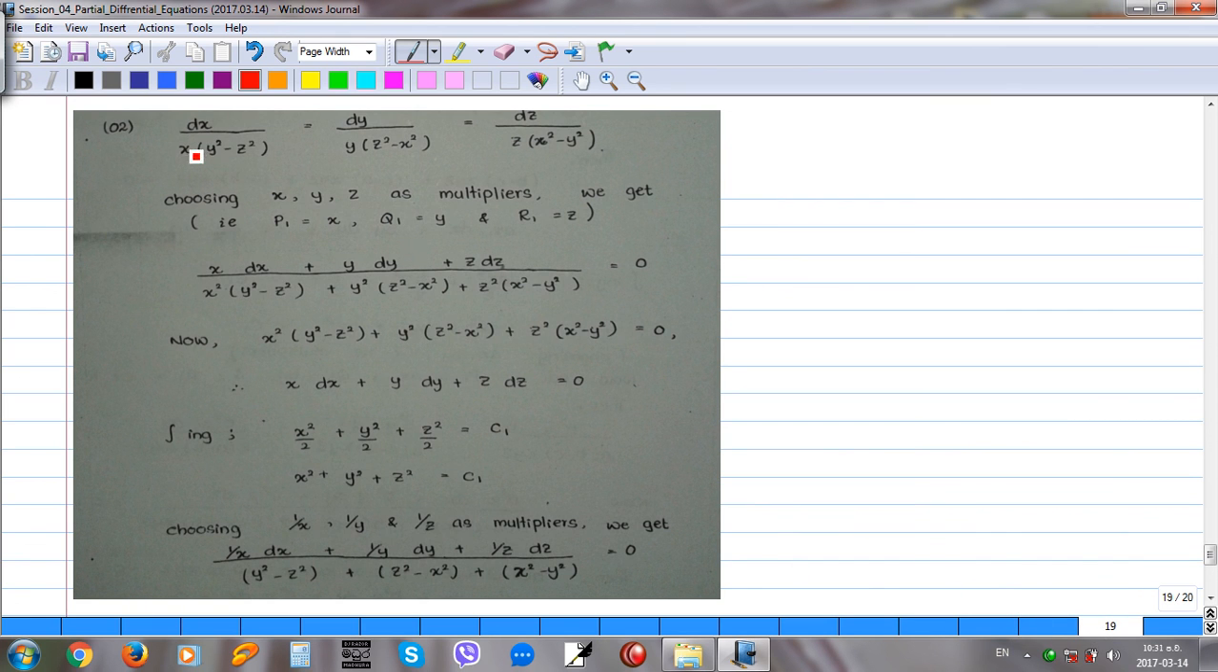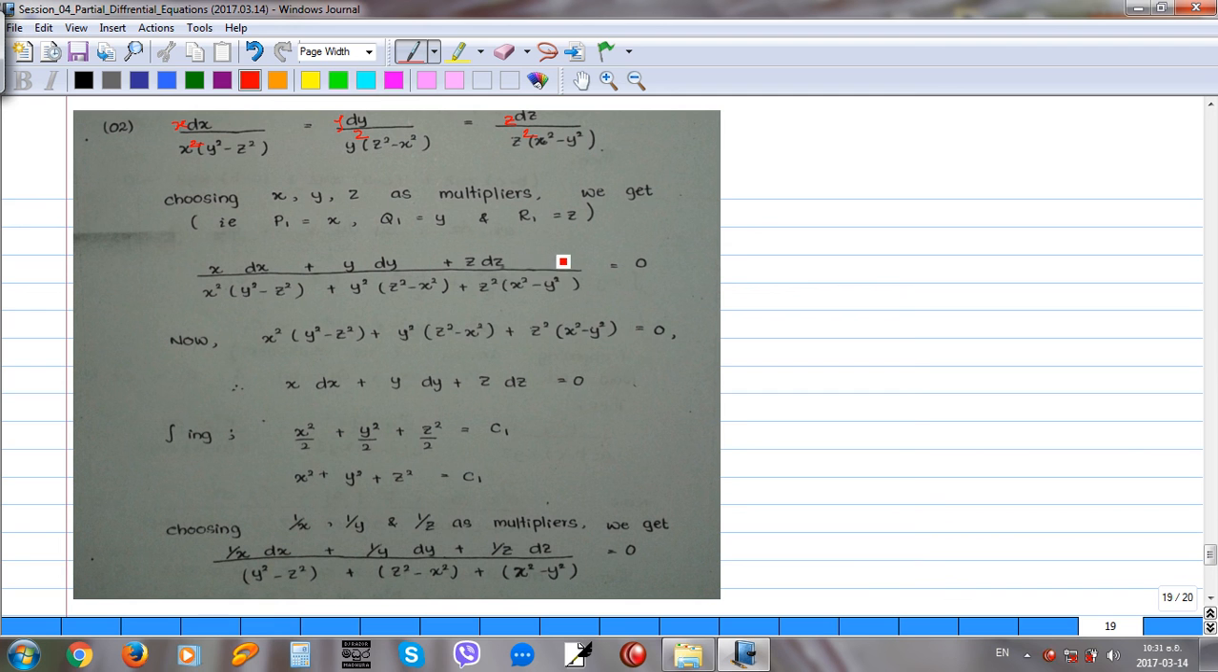same way, dx over x y square z square equals dy over y z square x square equals dz over z x square y square. So choosing x y z as multipliers, then again you can choose x y z as multipliers. Then you can multiply x and divide x. Then here comes x square multiplied by y multiplied by z. Then here comes z square, right? Then you can reduce these equations to that form, right? X over z, then x square y z. Likewise you can write this equation.